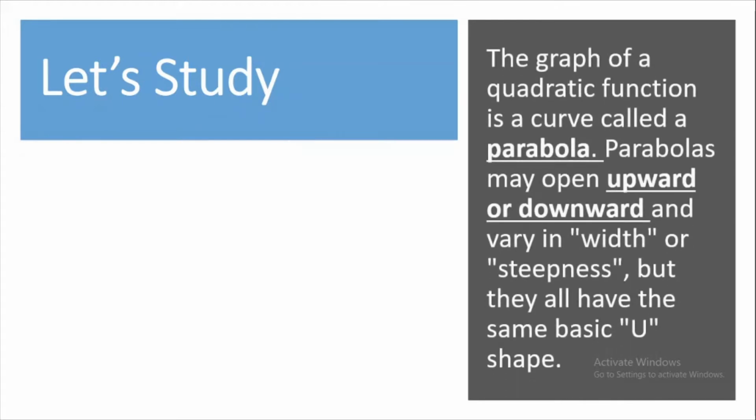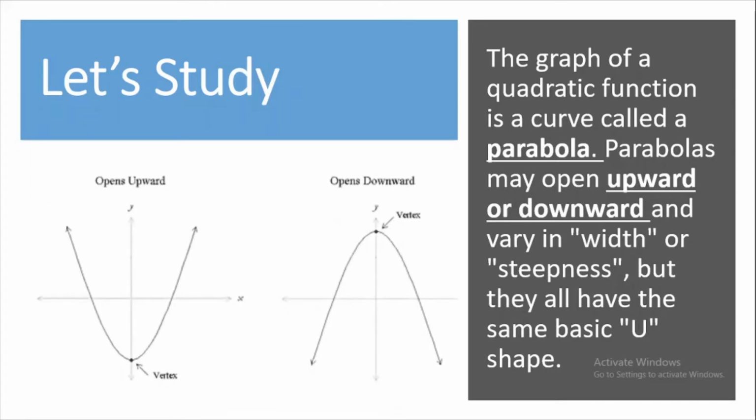For our discussion today, the graph of a quadratic function is a curve called a parabola. Parabolas may open upward or downward and may vary in width or steepness, but they all have the same basic U-shape. It can be a parabola opening upward, really like a U, or an inverted U, which is a parabola opening downward.